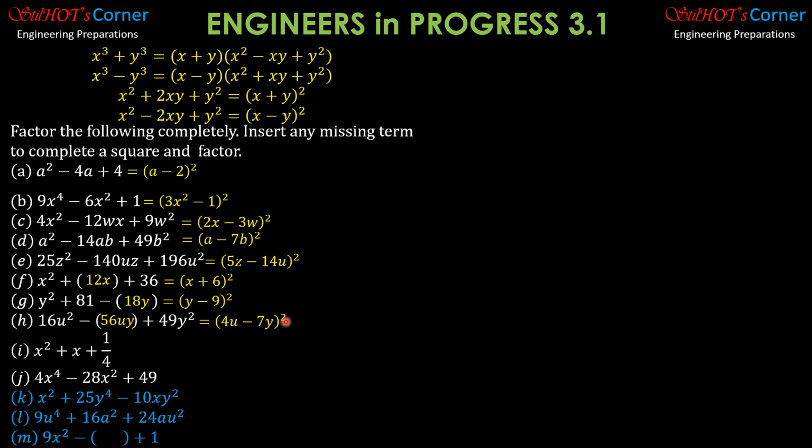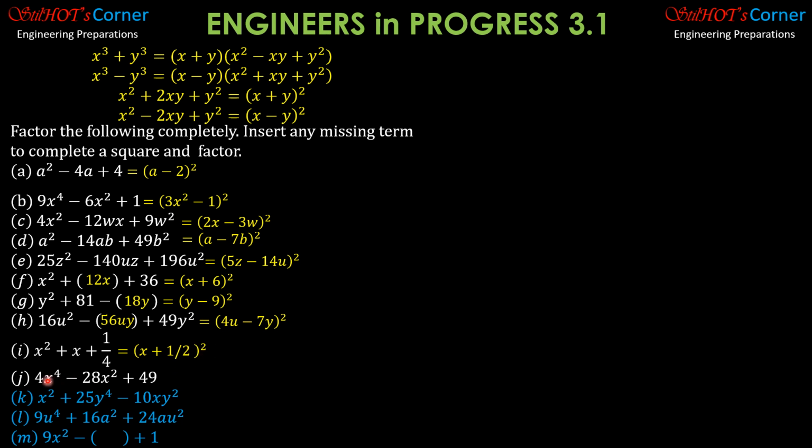(4u − 7y)². x² is a perfect square. The square root of x² is x. 1/4 is a perfect square. The square root is 1/2. x times 1/2 is 1/2 x, times 2 is x. So therefore, this is a perfect square trinomial. We write this in factored form as (x + 1/2)².